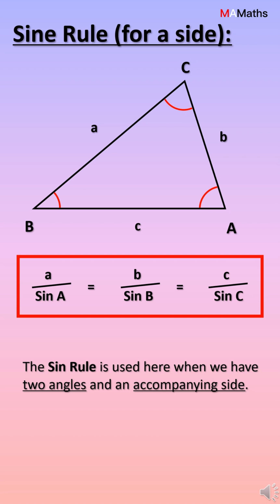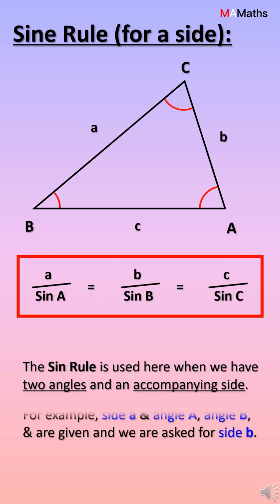This rule is used when we have two angles and an accompanying side. That is, for example, a side which is opposite one of the two angles that we have, and we're looking for the other side. So, for example, we have side a and angle B, and we're looking for side b.